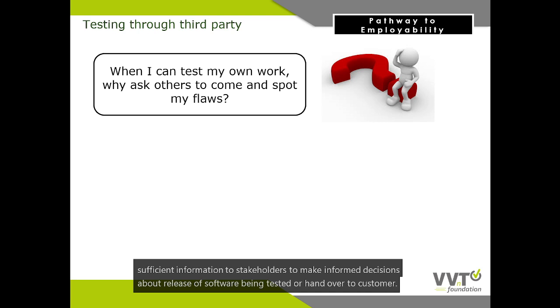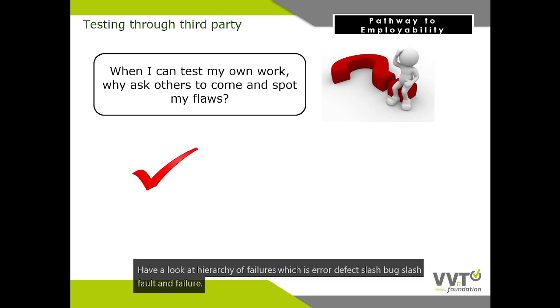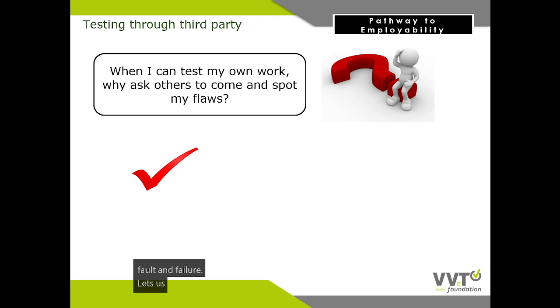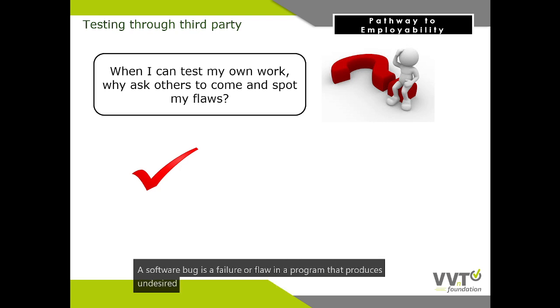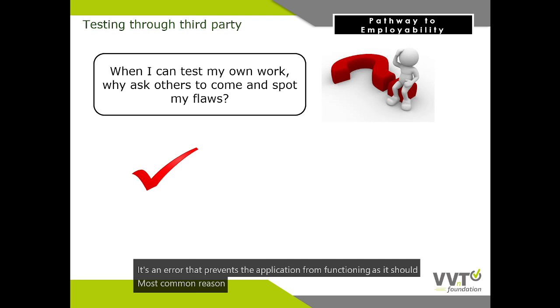Now have a look at the hierarchy of failures, which is error, defect/bug/fault and failure. Let us discuss software bugs. A software bug is a failure or flaw in a program that produces undesired or incorrect results. It's an error that prevents the application from functioning as it should. The most common reason for software bugs is human mistakes in software design and coding.